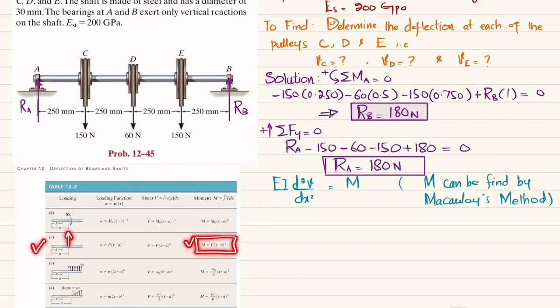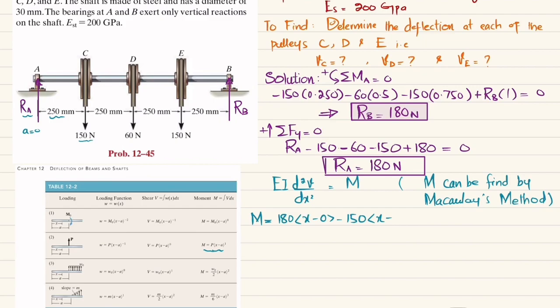The load is upward, so the moment is positive. So I will write the moment. The first force is RA, which is 180, and this is upward, so this moment will be positive. So RA is 180 into x minus A. A is 0 for RA, so x minus 0 power 1. Now we'll move toward the second force, which is minus 150. This moment will be negative, because the moment is positive for upward force, so for a downward force it will be minus. So 150 into x minus, now A is 250.